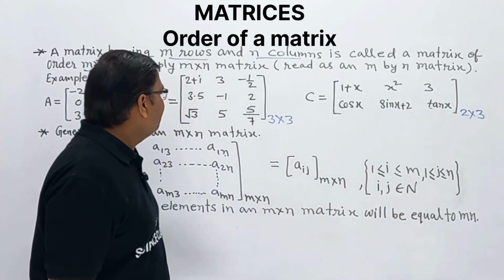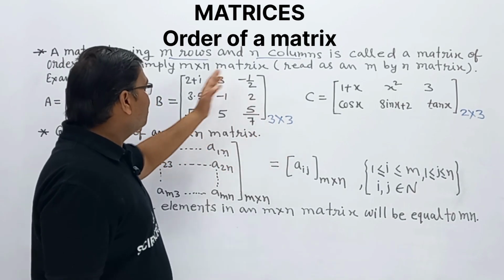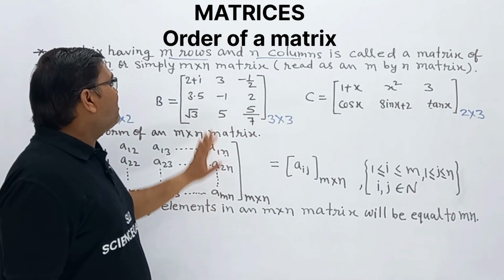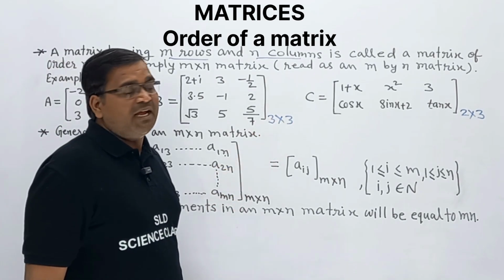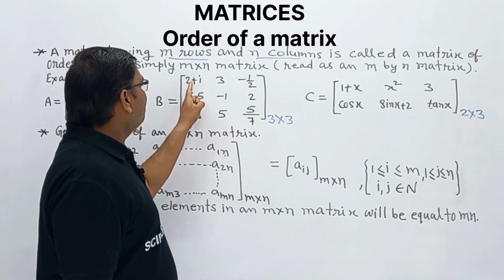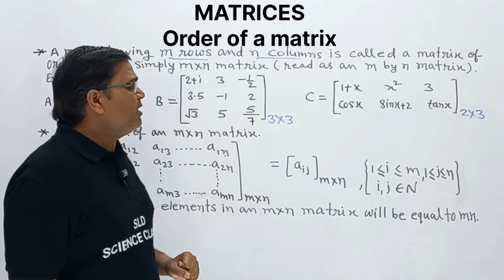Clear? This matrix has order 3 into 3. What about the number of elements in this matrix? So 3 threes are 9. 9 elements. Observe 1, 2, 3, 4, 5, 6, 7, 8, 9. We have 9 elements.